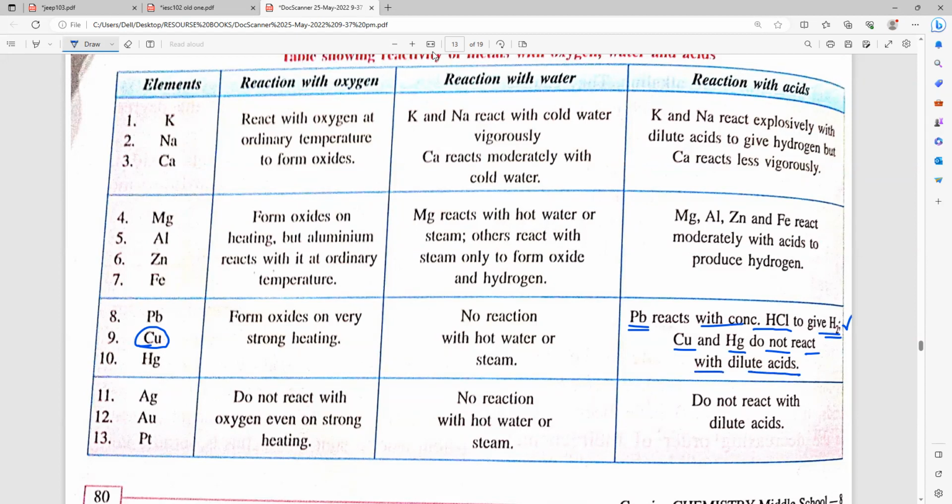So as per our concept itself, reaction with acids, what acids? Everybody, dilute acids. So copper. How can I identify copper? Because they're saying reacting with oxygen, it will give you a black color compound. That black color compound only we used to call cupric oxide. Am I right, everybody? Yes or no? Or we can say copper oxide.